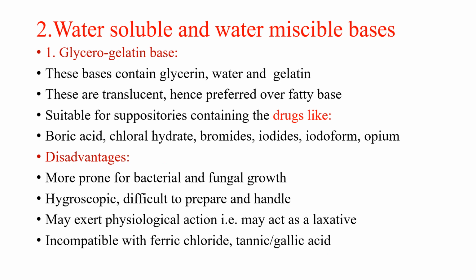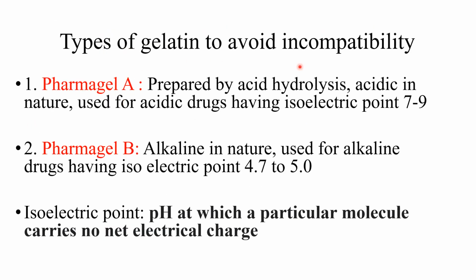Now, since they are incompatible with ferric chloride, tannic and gallic acid, we will use two types of gelatins to avoid the incompatibility. Therefore, we use two types of gelatin. These are called Pharmagel A and Pharmagel B. Pharmagel A is a type of gelatin prepared by acid hydrolysis. Acidic in nature, its isoelectric point is 7 to 9.